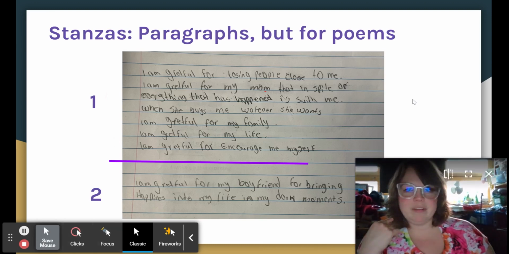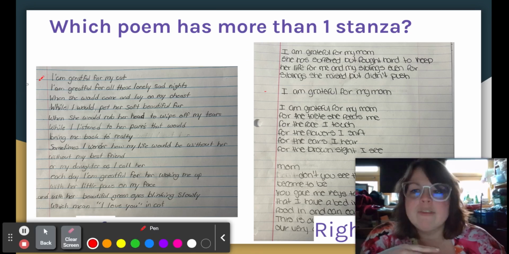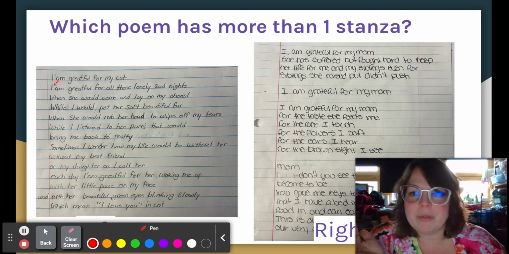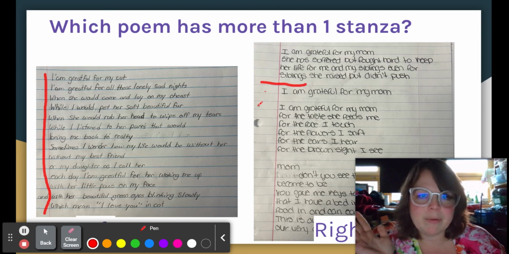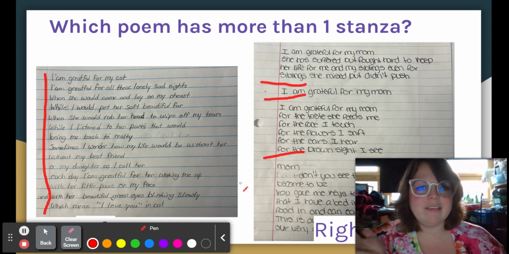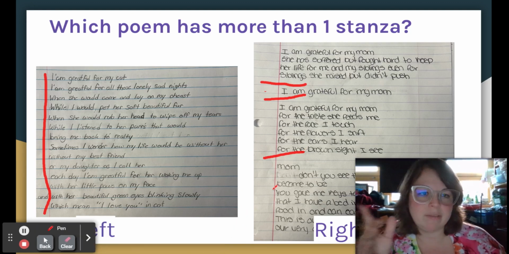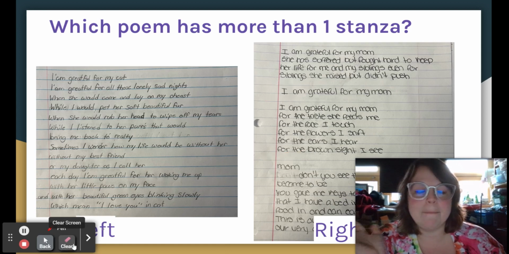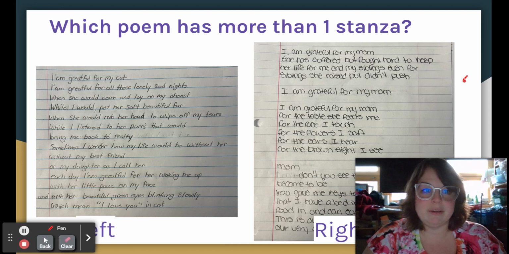I want to show you the difference of a poem that has stanzas and a poem that doesn't have stanzas. On the left, we see an example of a poem with only one stanza. They don't really take any breaks as they write. But on the right, you can see that this person left space in between their stanzas. And that is an easy way to organize your poem into thoughts, the same way you might use a paragraph to organize your essay.